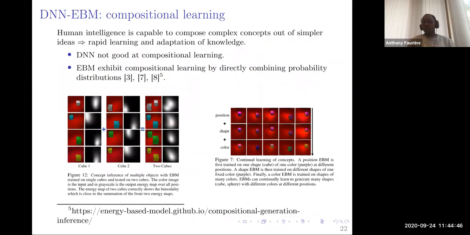But another important advantage that we see by combining deep neural network and energy-based model, and maybe this could change the way we approach learning in deep neural networks and machine learning in general, is compositional learning. The way human beings learn is quite different from the way neural networks learn. We are capable of learning complex concepts by only combining simple concepts, and then generalizing to a very complex concept. But this is not the case for deep neural networks. They are not good at compositional learning, and as a result, they need a lot of data to just memorize every sample that they come across to be able to generalize well.